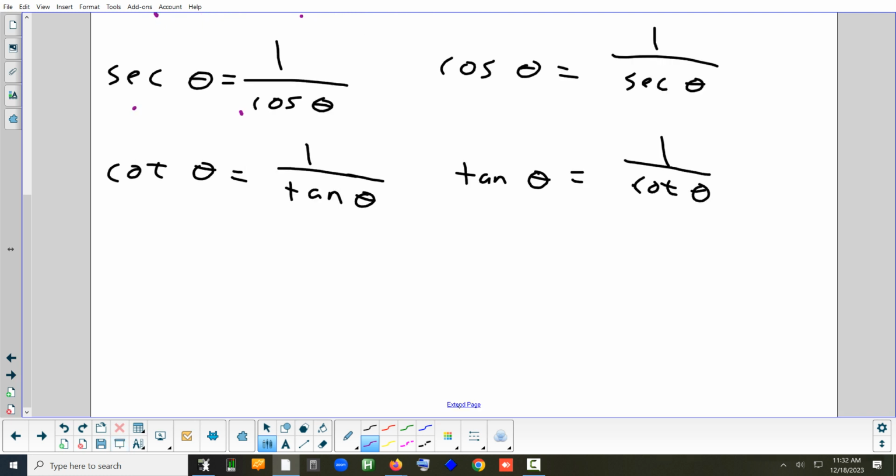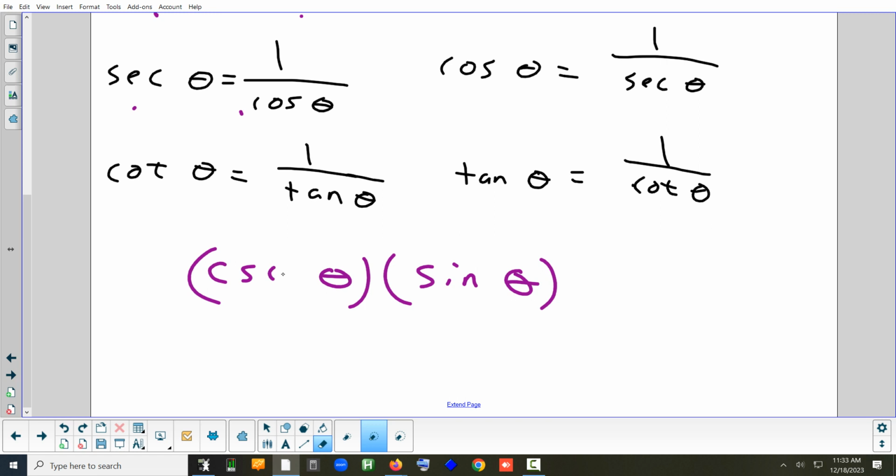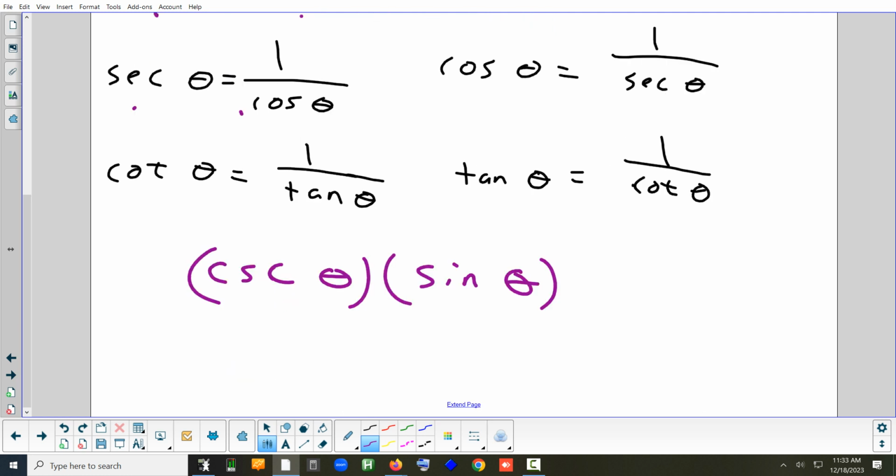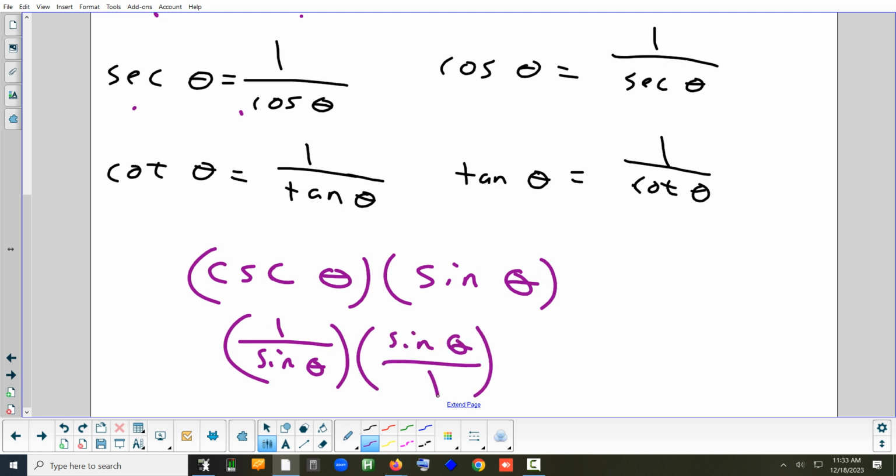And what can you do with that? Well, let's say you had something like this. Cosecant times sine. What did we just say cosecant was from up above? Yeah. Cosecant is 1 over sine. So what would you get if you multiply the cosecant by the sine? 1. Exactly.